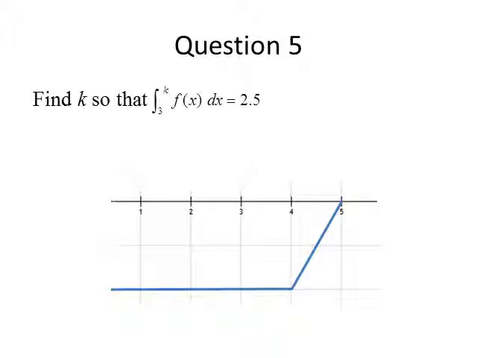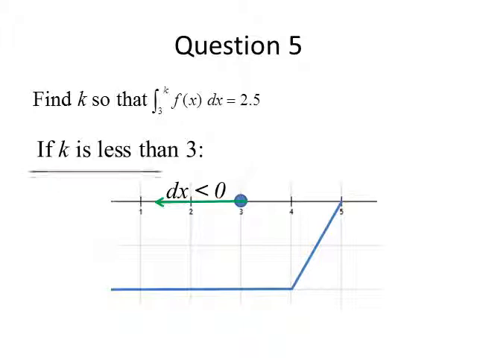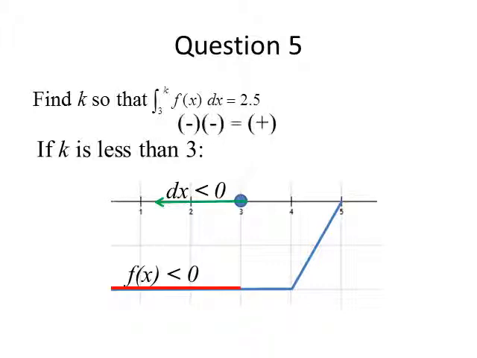In supposing that k was bigger than 3, we saw that that would lead to a negative value for the integral. If we presume, on the other hand, that k is less than 3, then we will be integrating from right to left, and so our dx will be negative. The function values are still negative on this interval, so our integral will be the product of negative function values and negative dx, which will give us a positive result. That's what we want, so let's go.